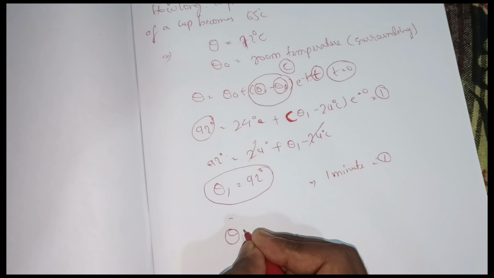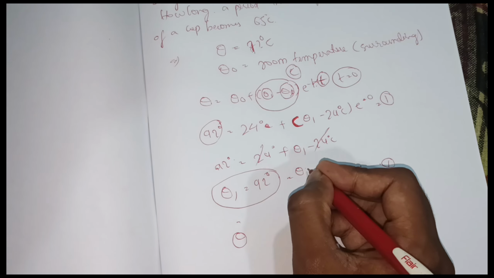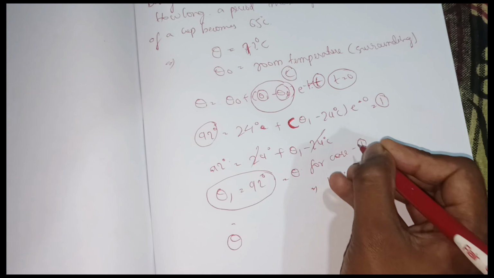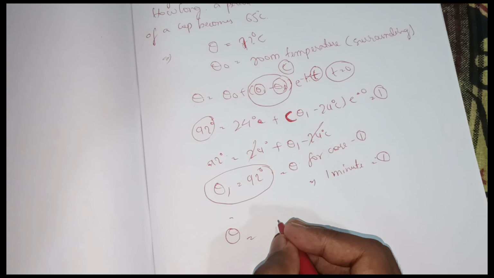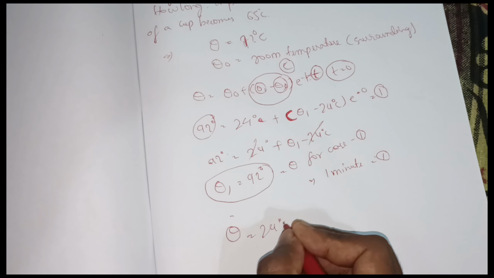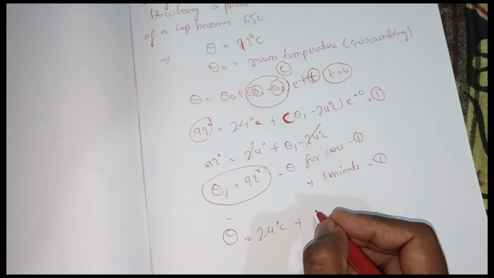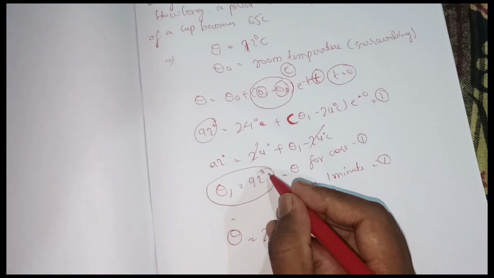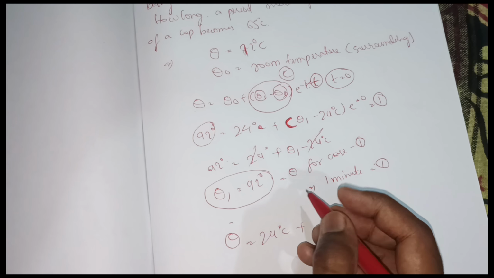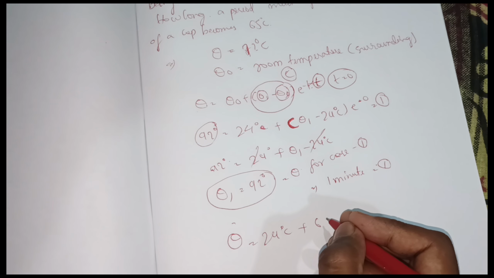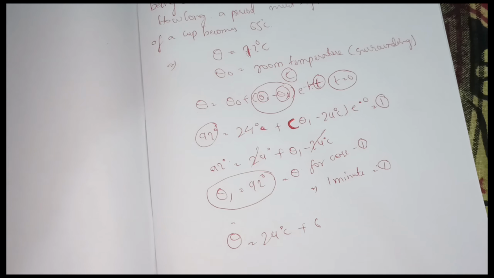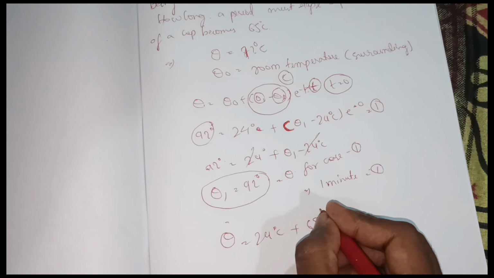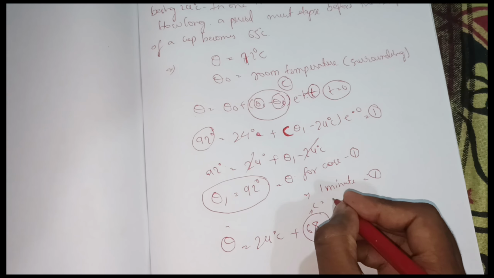Theta equal to theta 1 for case 1. For case 2, theta equal to theta naught, which is 24 degrees centigrade, plus theta 1 minus theta naught. Theta 1 is 92 degrees centigrade. 92 minus 24 is 68 degrees centigrade. So 68 into this is C, or C equal to theta 1 minus theta naught.